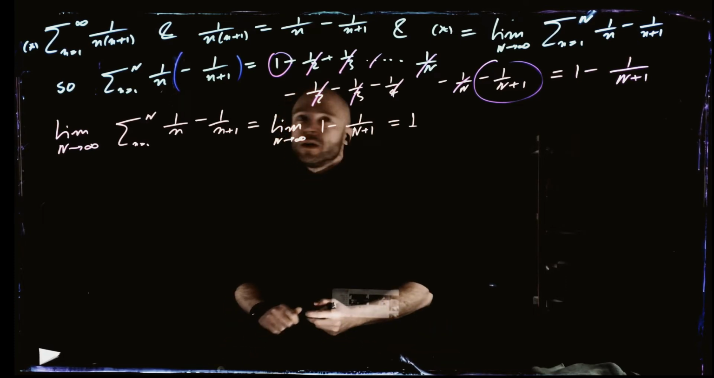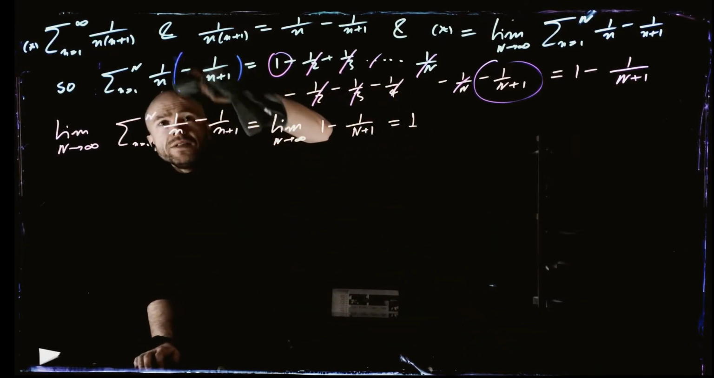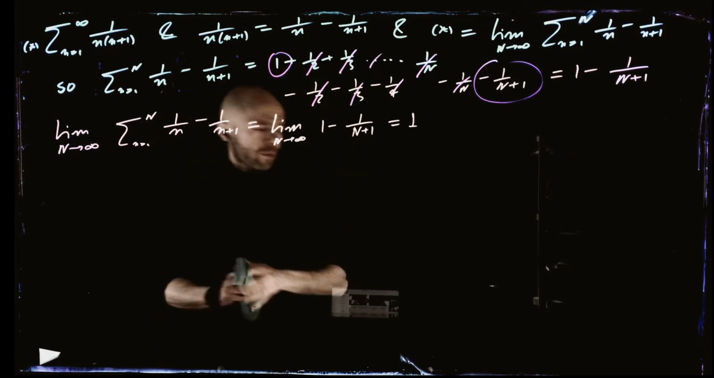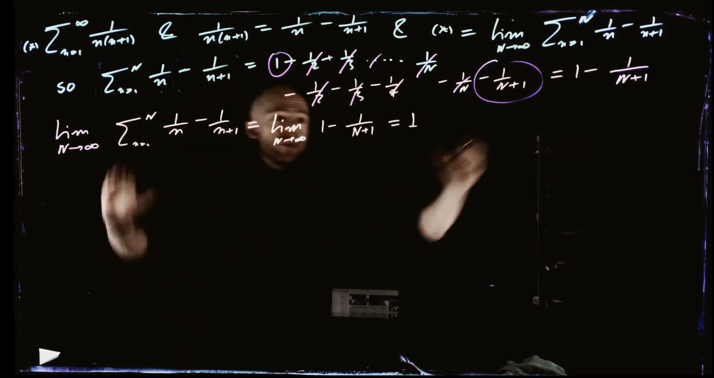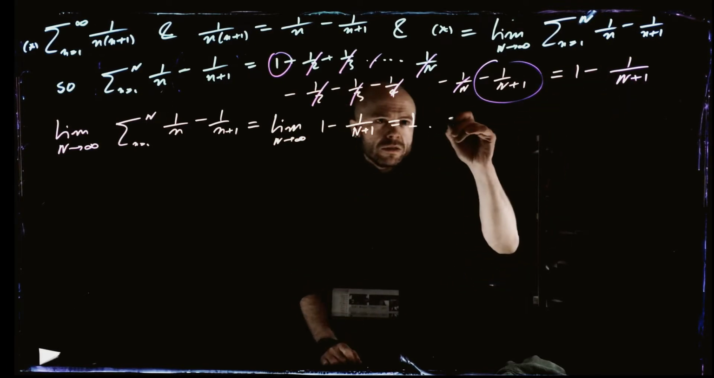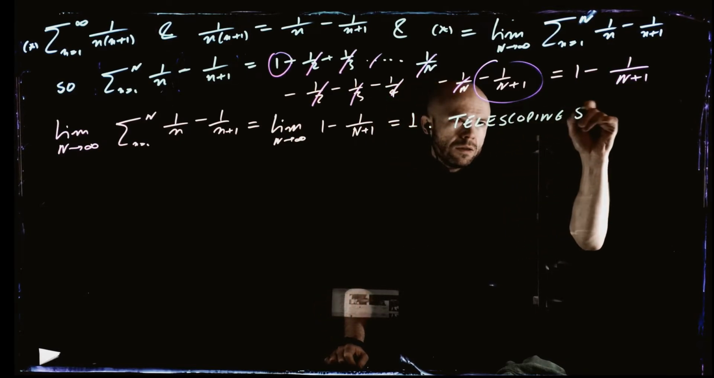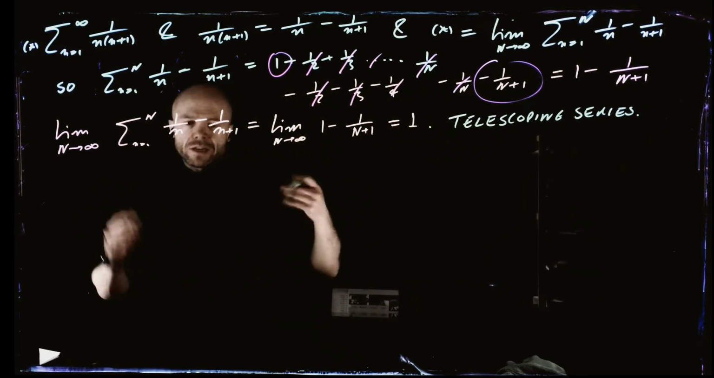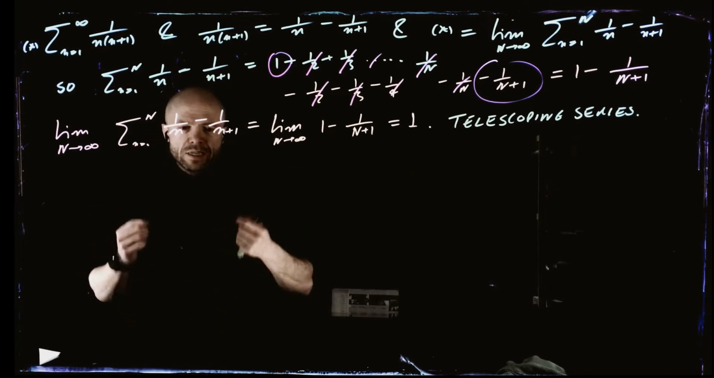Cool. All right, so we can explicitly calculate this series. And this series is called a telescoping series because, as you just saw, this complicated expression telescoped down into just these two terms. So this is called a telescoping series. And this kind of series, the telescoping series and the geometric series, are the only two series that we can explicitly calculate at this point.